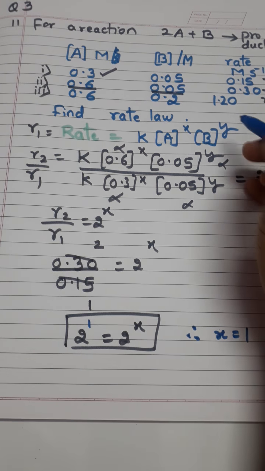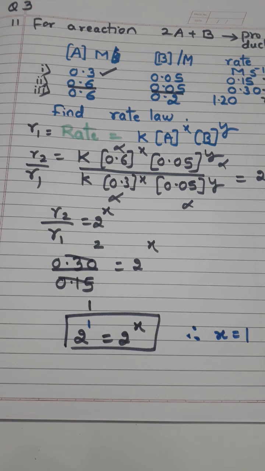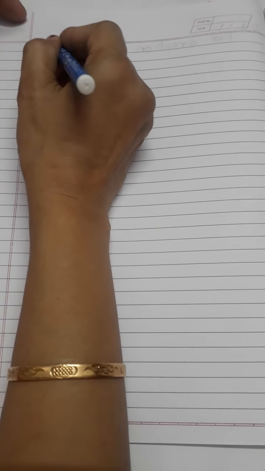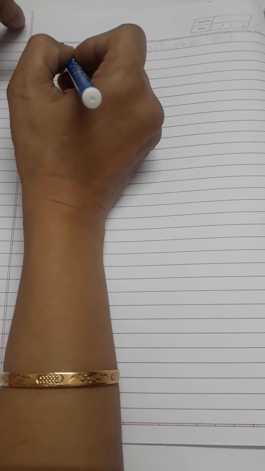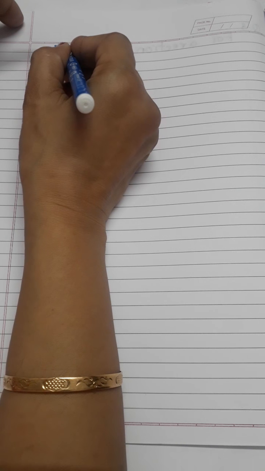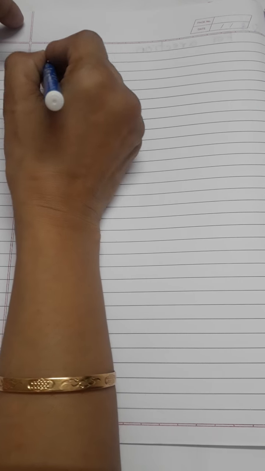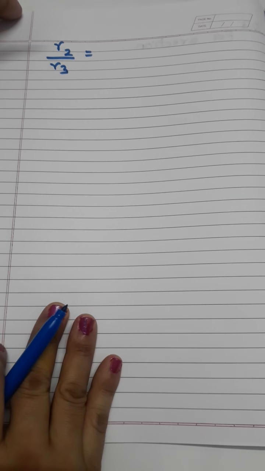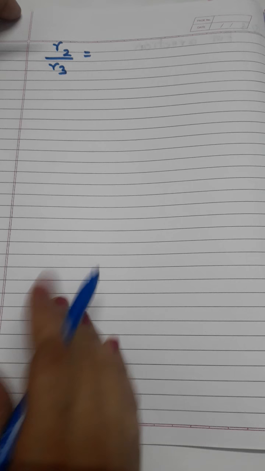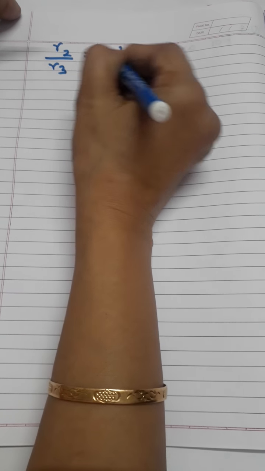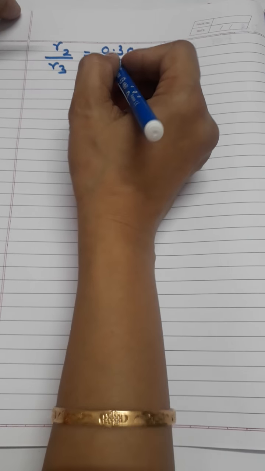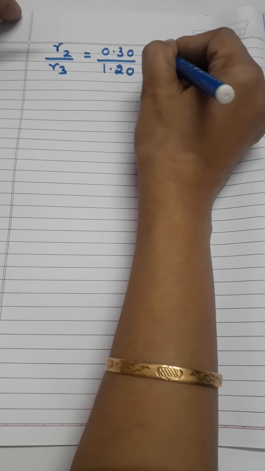Now we have to find out what is the value of y. So let us solve for the value of y. In order to solve it, we will write R2 upon R3. Now the value of R2 is 0.30 and the value of R3 is 1.20, which is equal to K.